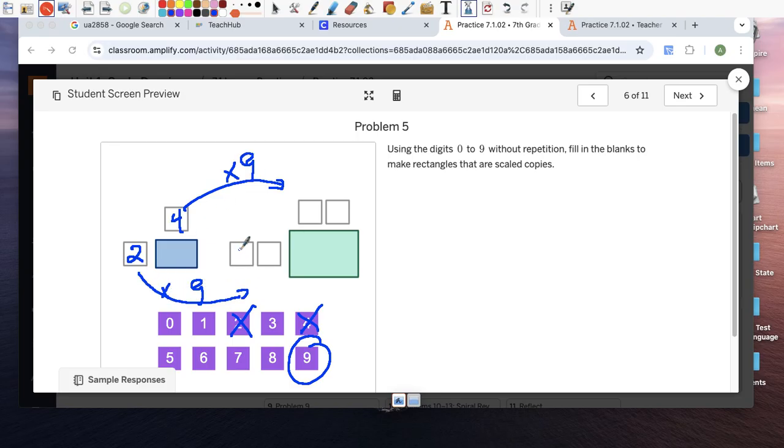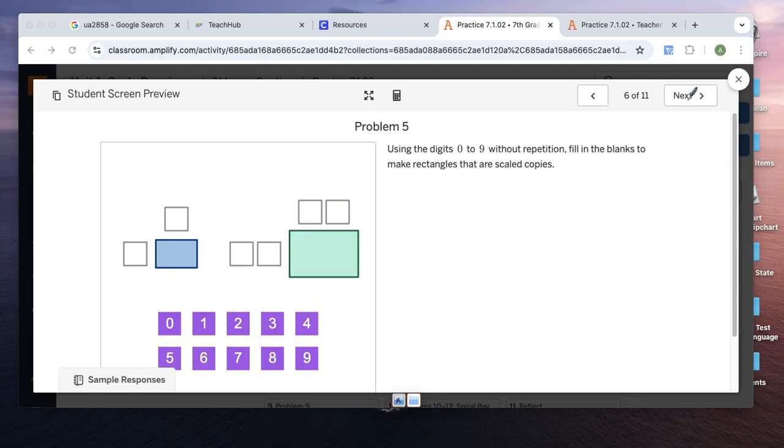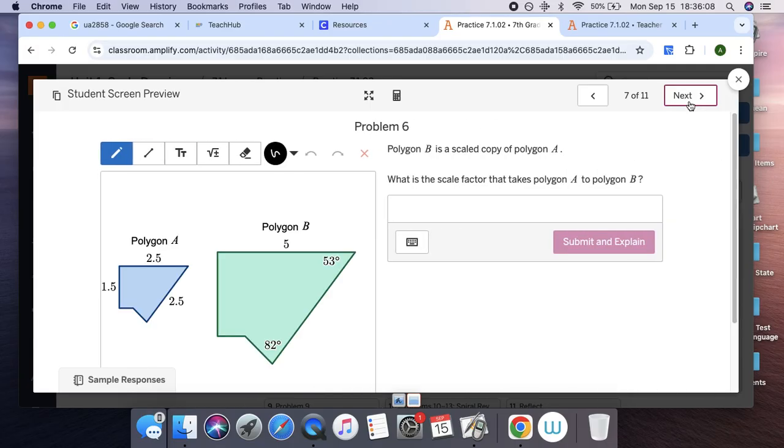So 2 times 9 is 18, so this height here would be 18. And on top, 4 times 9 is 36. Oh, look at that. Does this work? Yeah, because I used the number 2 once, the number 4 once, the 1, 8 once, the 3, and the 6. No number shows up twice. Right, so that wasn't that bad. That would be worse. 7.